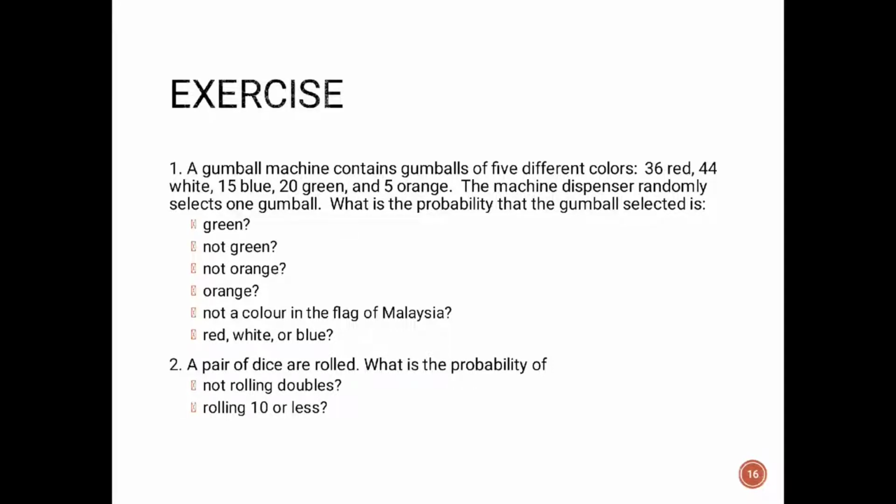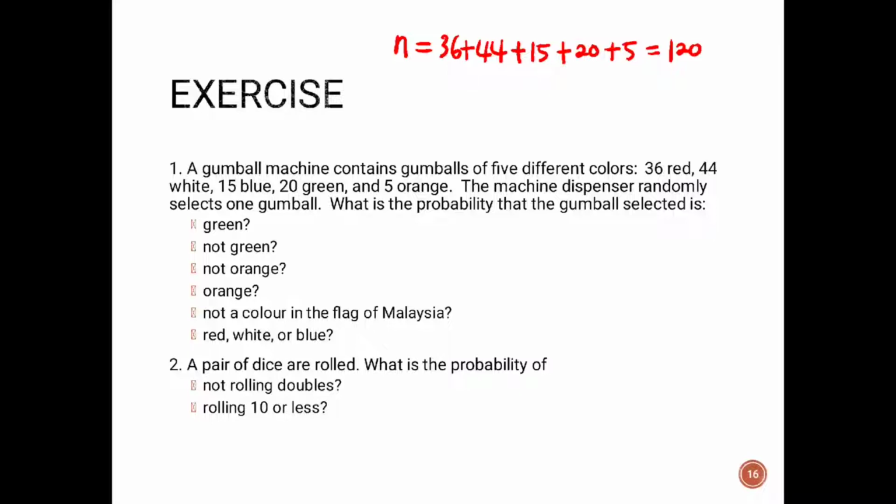Okay, now I will demonstrate some of the answers. So n is 36 plus 44 plus 15 plus 20 plus 5, and that's 120.